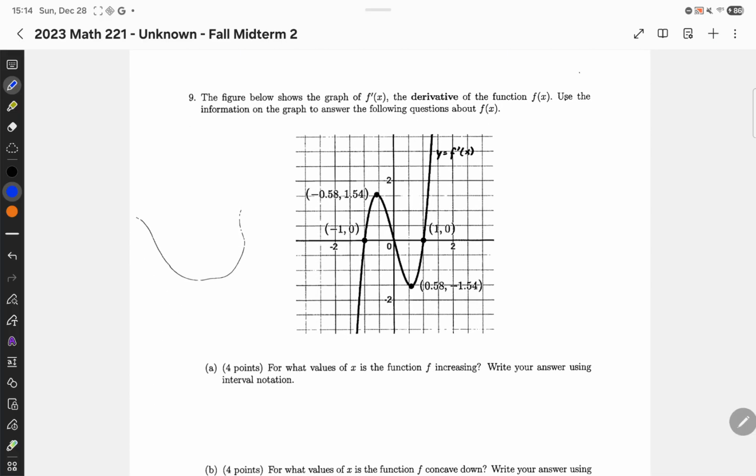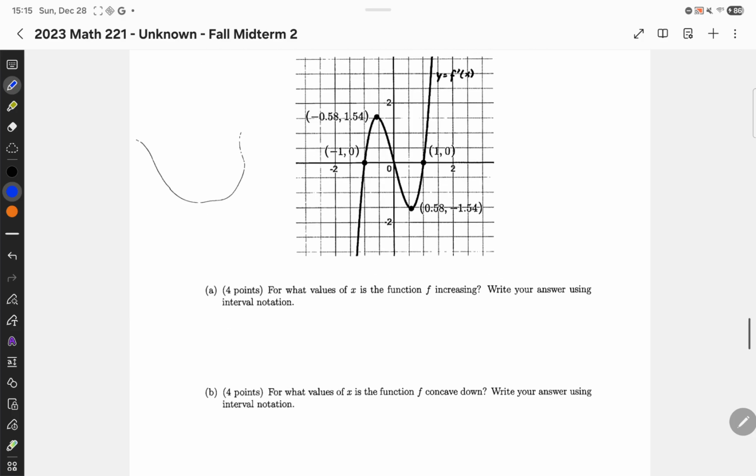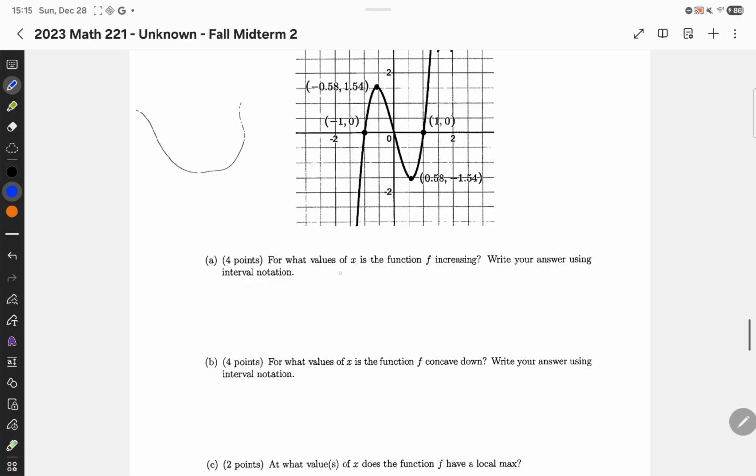All right. For question 9, we have the figure below, which shows the graph of f prime of x, which is the derivative of f of x. And now we want to answer some questions about f of x. So, part A, for what values of x is the function f increasing? Write your answer using interval notation.